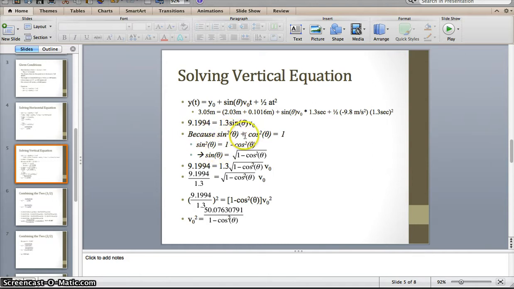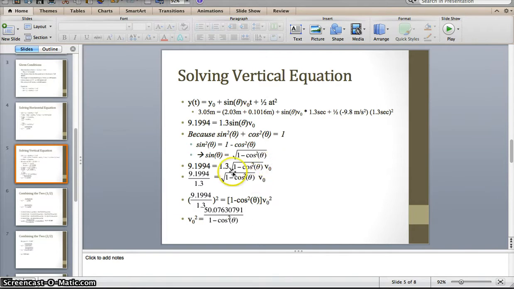Because sine squared theta plus cosine squared theta is equal to 1, sine squared theta equals 1 minus cosine squared theta. Thus, sine theta equals the square root of 1 minus cosine squared theta. Using that knowledge, we can plug sine in with this. So we get 9.1994 equals 1.3 times the square root of 1 minus cosine squared theta times v sub 0.